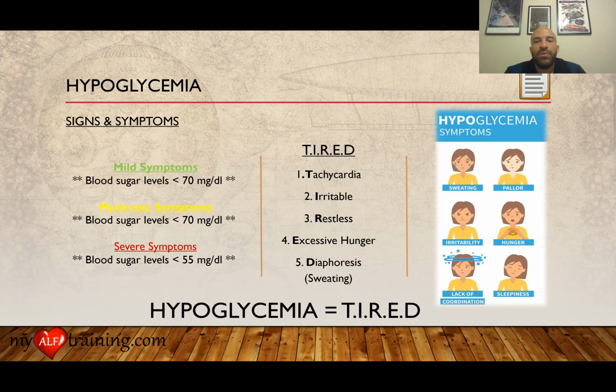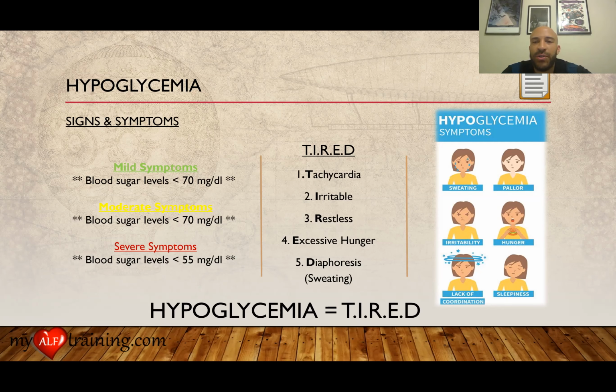I is for irritable. So if the patient seems not to be as pleasant as they usually are, or restless, that's the R in the mnemonic, or they are excessively hungry or sweating. D is diaphoresis. Diaphoresis is a fancy way of saying sweating. So TIRED, that's the mnemonic I want you to remember. Tachycardia, which is a fast heart rate, anything greater than 100. Irritability, they're restless, they're increasingly hungry, or they're sweating, diaphoresis.